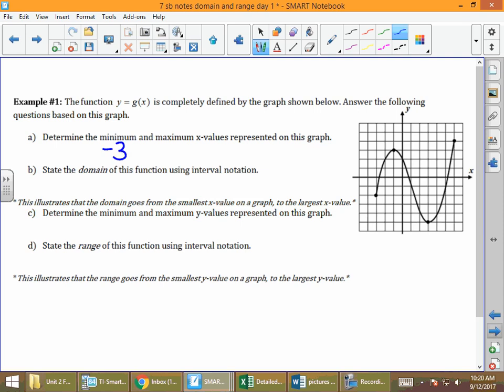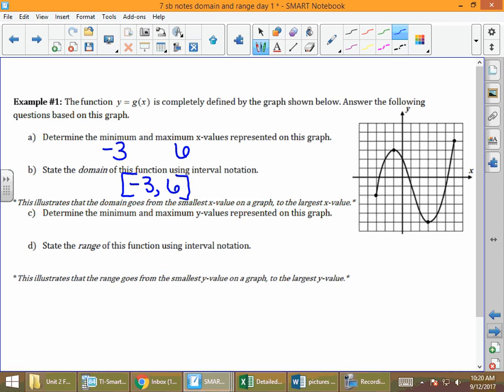But we also have to find the maximum value, so we're going to look towards the right, farthest to the right. And as we count over, 1, 2, 3, 4, 5, 6 is going to be our maximum, biggest x value on the graph. And then we can state the domain using our interval notation. Well, -3 is part of a point on the graph, and +6 is part of a point on the graph. So our interval notation is going to look like an ordered pair, except that we're going to have square brackets.